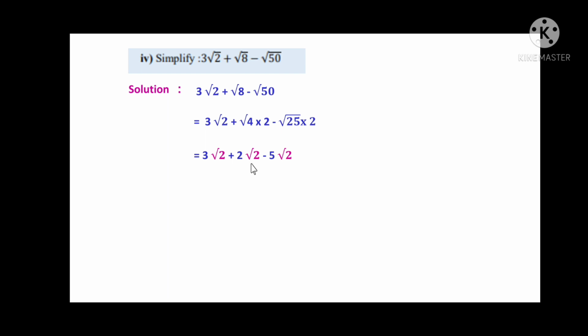Here root 2 is shown with a pink color, that is common, and we will take that out. So we will get root 2 into bracket 3 plus 2 minus 5. 3 plus 2 is 5, 5 minus 5, that will be 0. So root 2 into 0, the answer is 0.